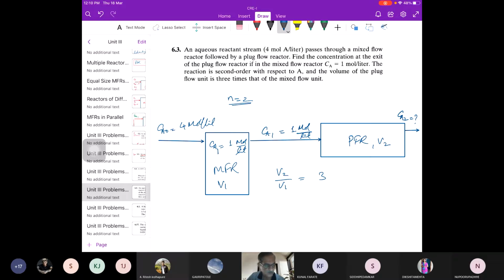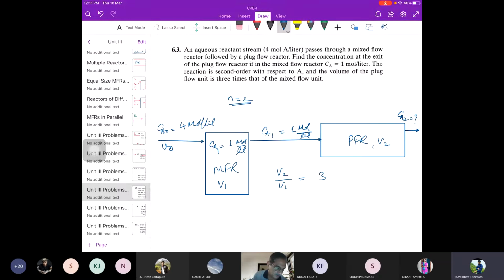Okay, so how will you find out Ca2? Any idea? We did a similar problem yesterday, 6.1. The only difference is that it was 2 mixed flow reactors, and now instead it is 1 mixed flow reactor followed by a plug flow reactor. So first of all, we need to find the value of K in terms of V0 and V of MFR. Then put it into the performance equation of PFR, and after solving, we will get Ca2.